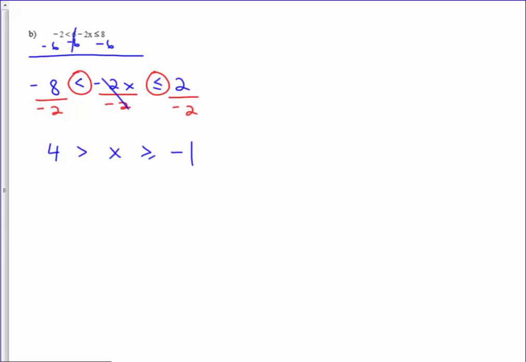It's going to look like maybe I switched some inequalities, but that's really not what I'm doing. I still want to have x in the middle. Negative 1 should be written on the left, and 4 should be written on the right.